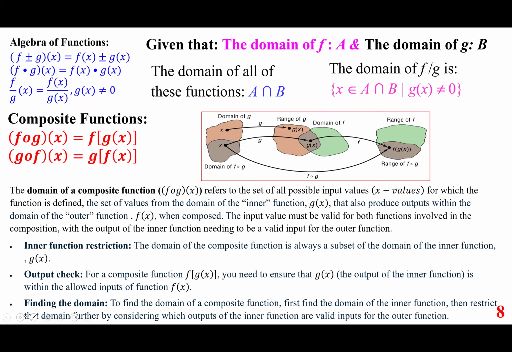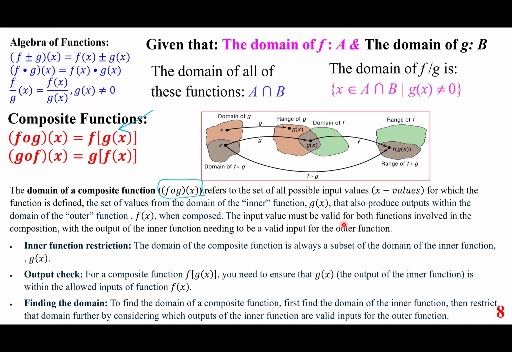So we'll talk about this one that makes g the inner function, the piece inside. F is the outer function, the shell. The domain refers to the set of all possible inputs, x values, for which the function is defined, the set of values from the domain of the inner function g of x that also produce outputs within the domain of the outer function f of x when composed.